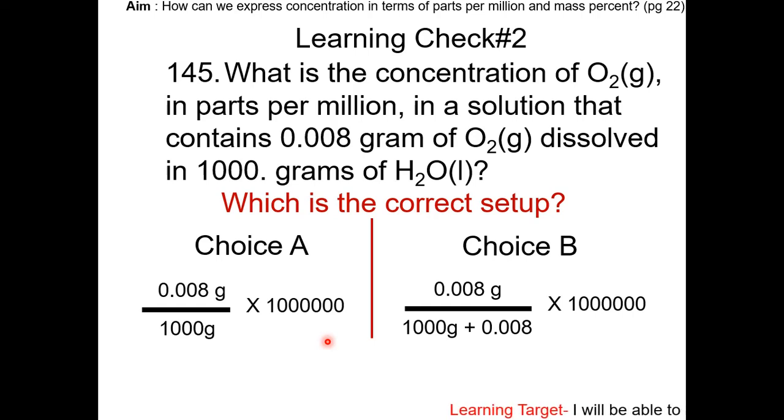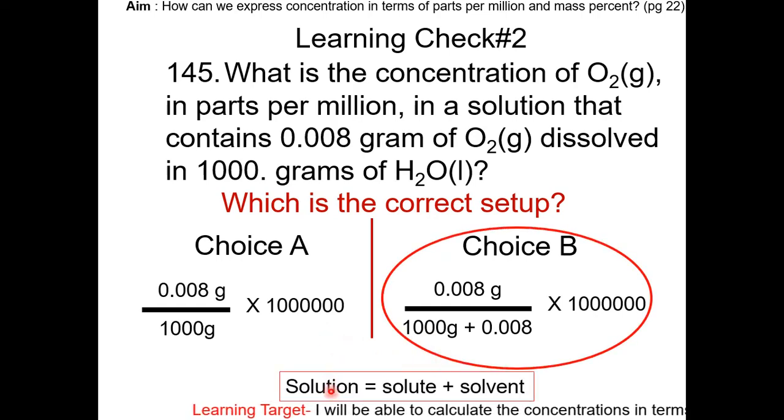If this was a free response question on the Regents, you must write the setup. So which one is correct? Choice B is the correct setup because solution is equal to solute plus solvent. If you read the question carefully, 1,000 grams of water is the solvent. It is not the solution. Therefore, to get the solution, you must add the solvent plus the solute. Be careful on the Regents exam, because typically people get this wrong because they did not read this carefully.